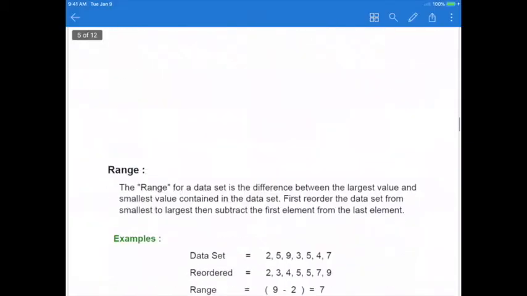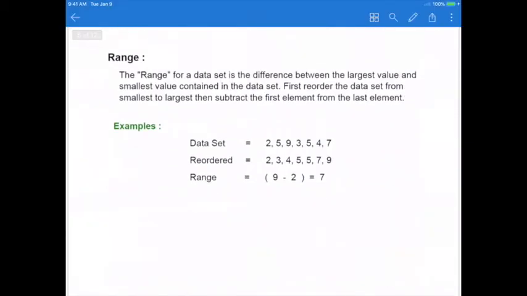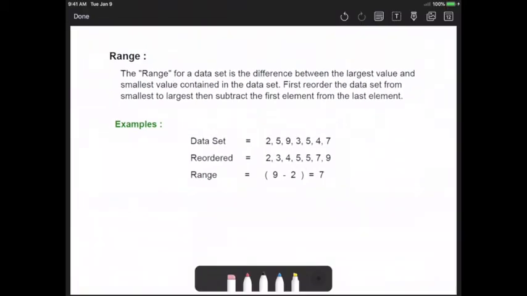All right, one last one is range. Range is really easy. You put them in order, and then you take the biggest number minus the smallest number, and you get the range, which is 7. So range is the range of data from the first to the last number. Just subtract them, and that tells you your range.